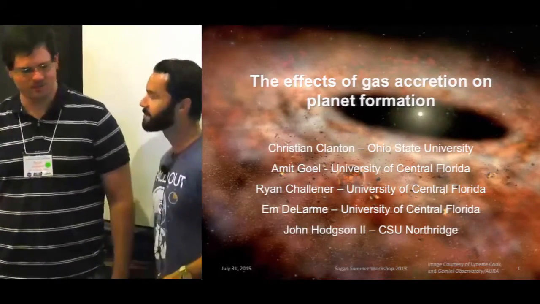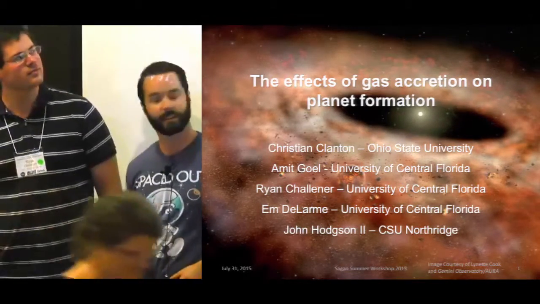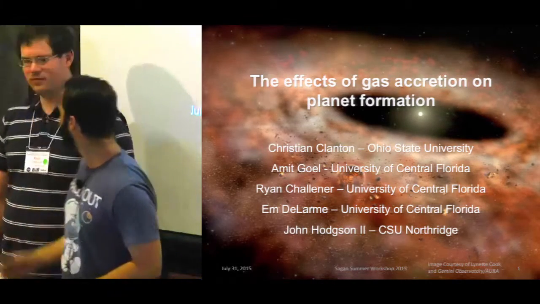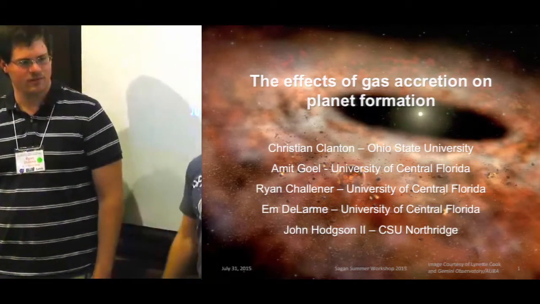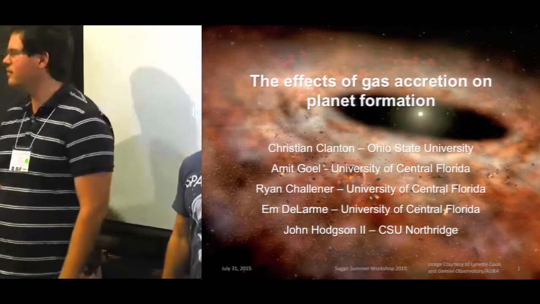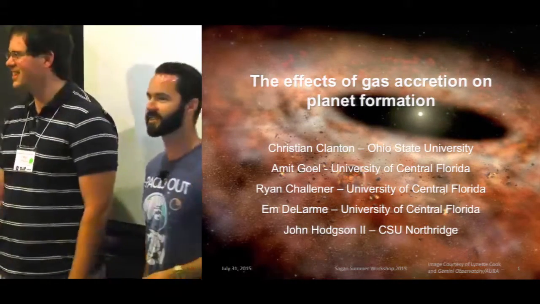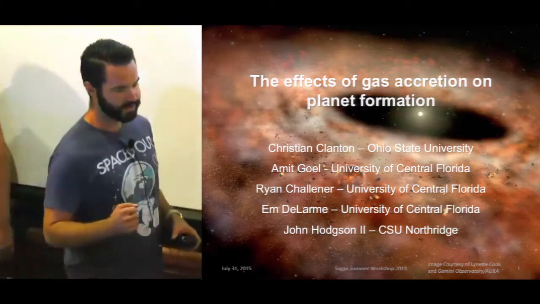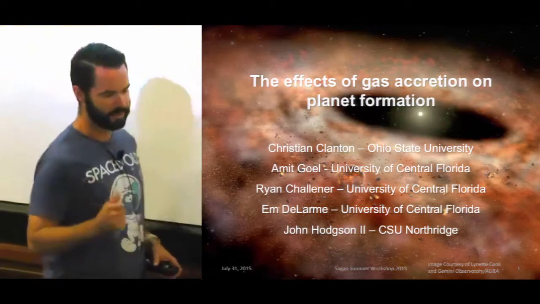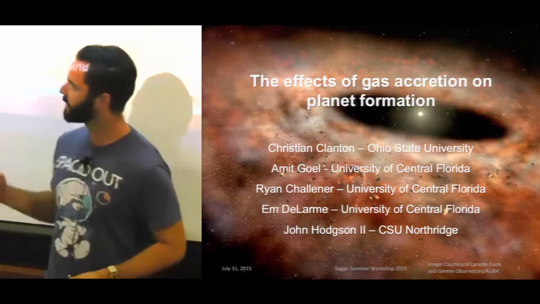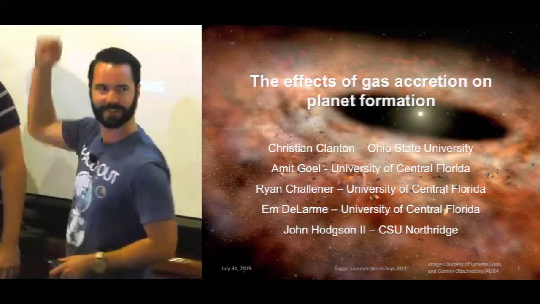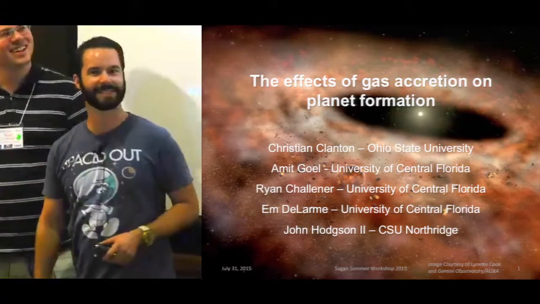All right, so we're group four. We've got Christian Clanton, M. Delarm, Ryan Challoner, John Hodson, and Amit is probably enjoying a beach somewhere here in Southern California. We decided to keep with the great tradition of astronomers that came up with acronyms such as the VLA and the TMT, and that our group name is just Carriage, the first letter of each of our first names.